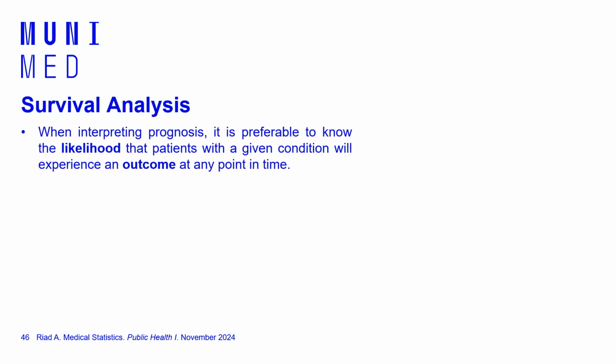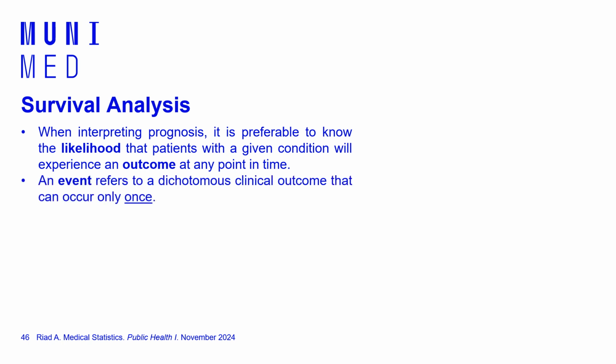Now let's look at survival analysis. When you interpret prognosis, you need to see how many of the patients treated today for cancer or other diseases will be able to survive or live for the next few years. That's why you need to look at an event or an outcome that will either happen or not happen. Either they will die or not die. Either they will have a complication or not. Either they will survive or not.